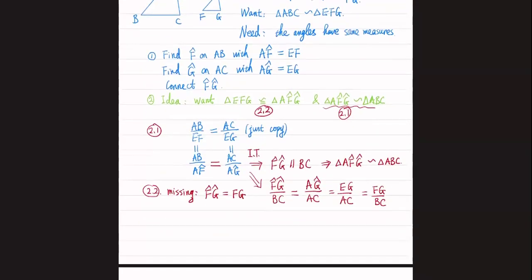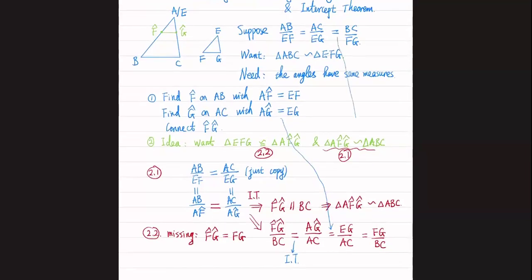Okay, so this step is the intercept theorem. And this step is our construction, AG equals EG. And this step is our assumption. Okay, so each step we use something that we already have.